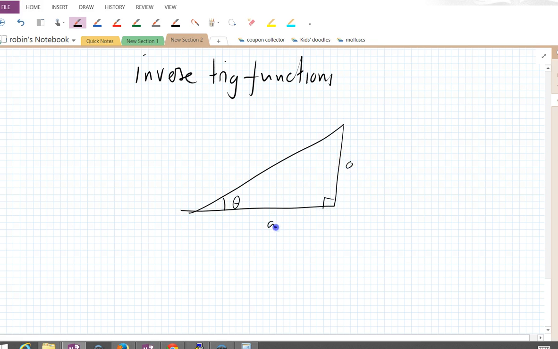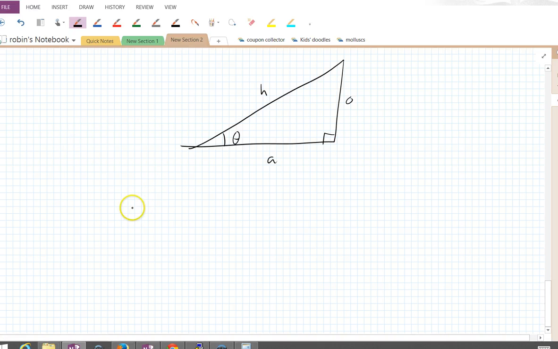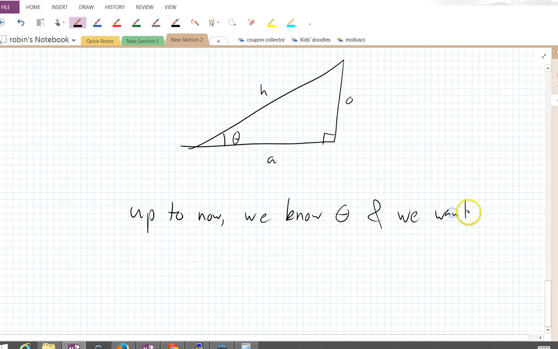We've got the opposite, we've got the adjacent and the hypotenuse. I'm going to talk about opposite and adjacent. Up to now, we know theta, we know the angle, and we want to figure out opposite or adjacent or hypotenuse. We want to find out something about that.